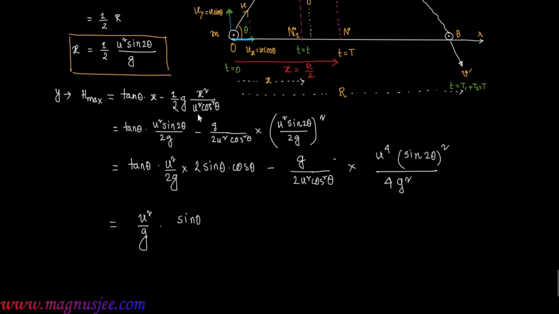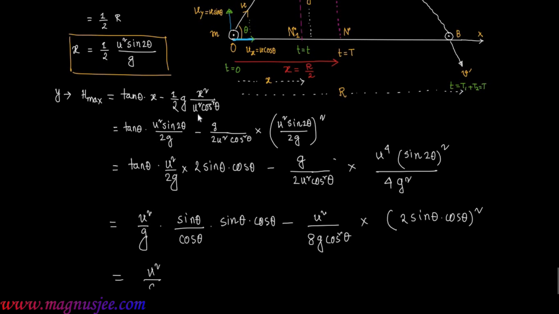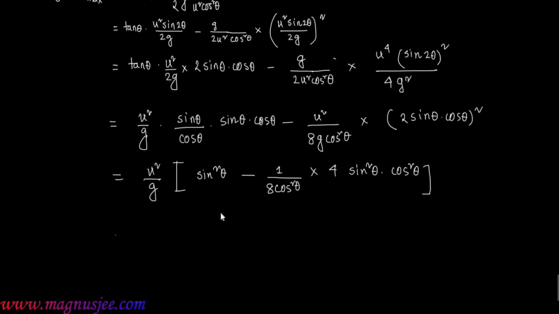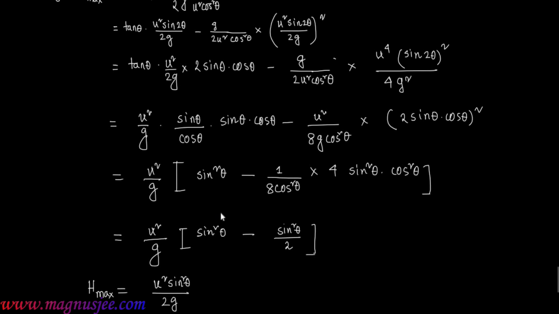Equal to u square by g into sine theta by cos theta into sine theta into cos theta, minus u square divided by 8g cos square theta into 2 sine theta cos theta whole square. That equals u square by g sine square theta minus 1 by 8 cos square theta into 4 sine square theta cos square theta, which is u square by g sine square theta minus sine square theta by 2. Therefore, u square sine square theta divided by 2g, which is h max.